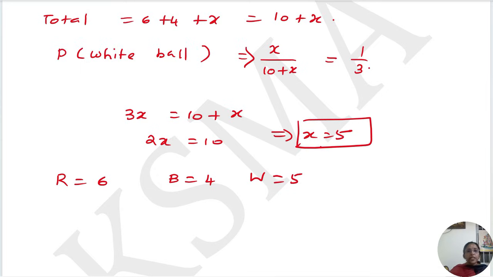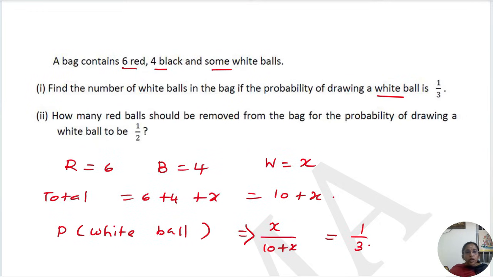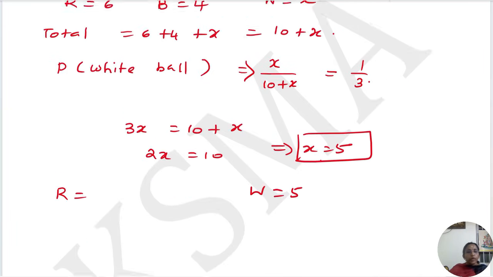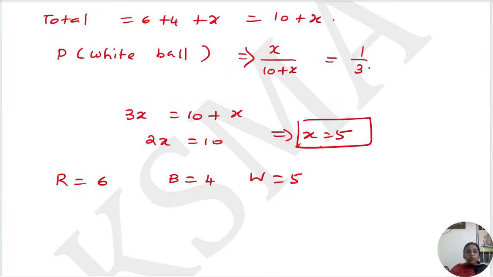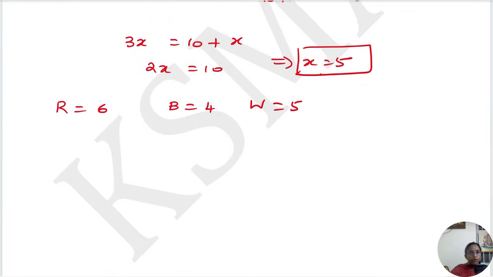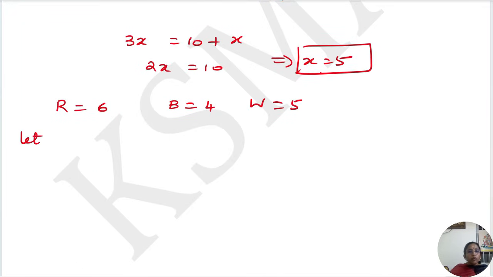Now what is our second subdivision? How many red balls should be removed from the bag for the probability of drawing a white ball to be 1 by 2? So you have to remove a certain number of red balls from the bag. So we don't know the count. So let us take y number of balls will be removed. So let us assume y number of red balls be removed.